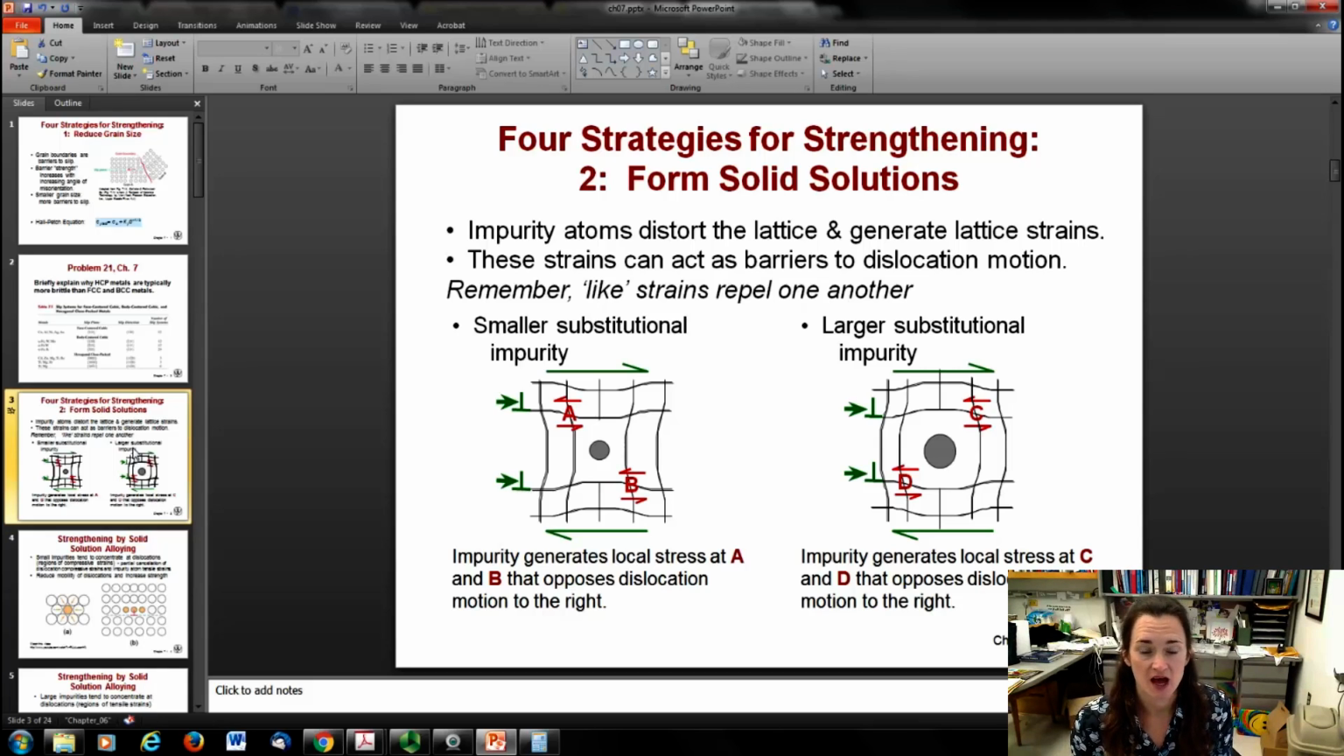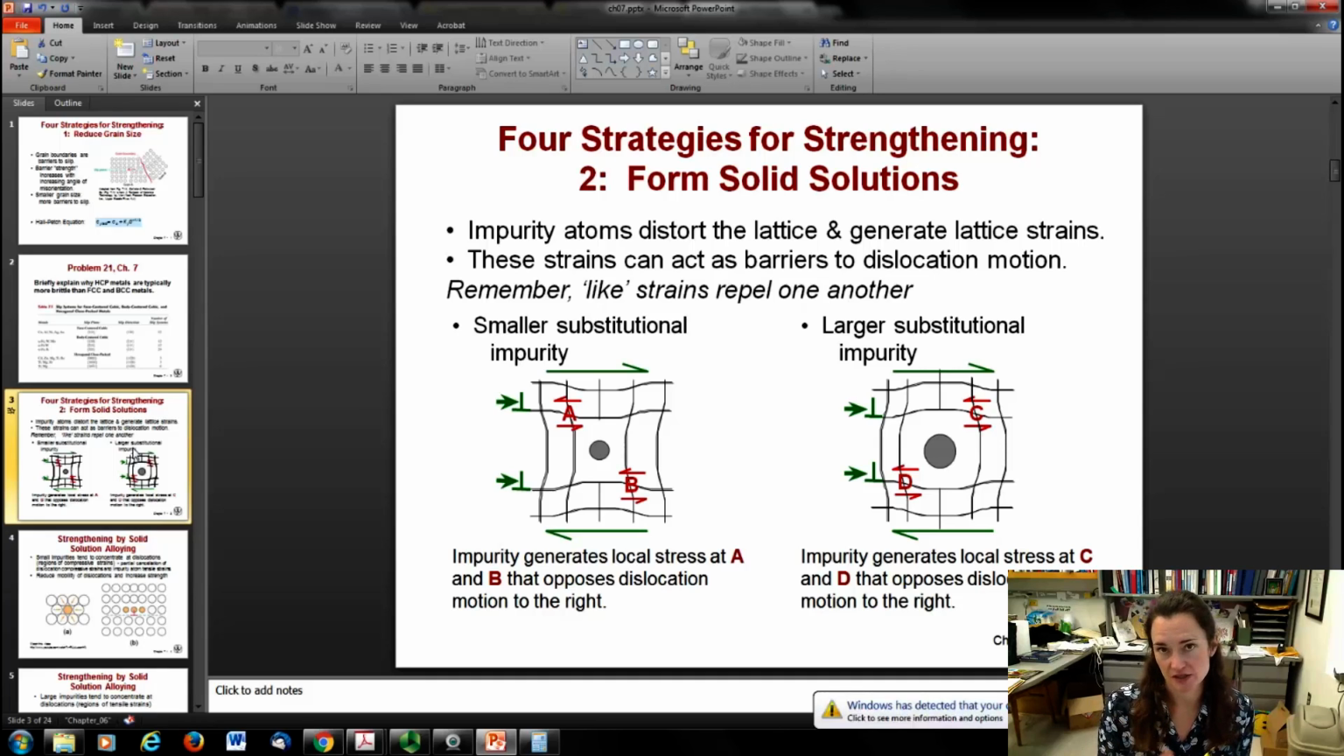And remember that like strains repel one another. So if you had 2 dislocations moving towards one another, unlike strains, like a compression and a tension, attracted one another, but compressions repelled other compressions. So if you have a substitutional atom in there, a substitutional impurity, that generates a lattice strain, and what that does is it prevents like strains from moving towards it, so it forms sort of a barrier. And this can happen with either smaller substitutional impurities, which cause tension, or larger substitutional impurities, okay? So either one can help.